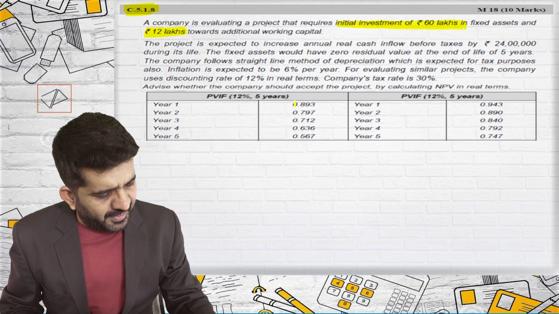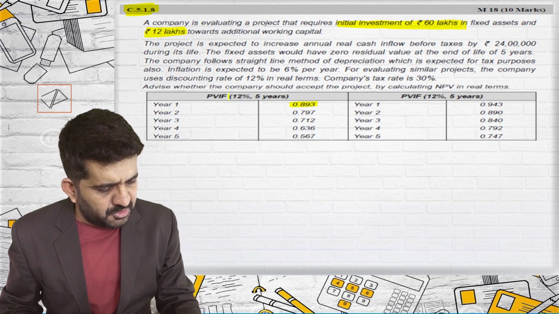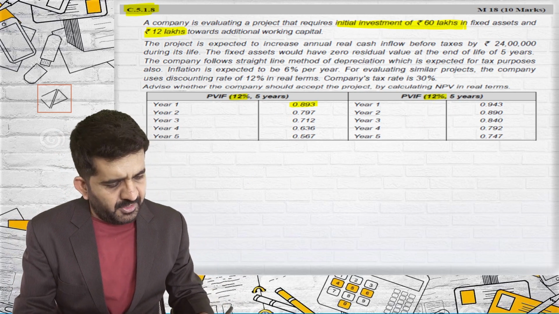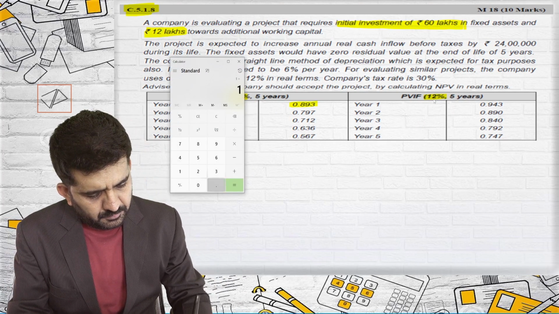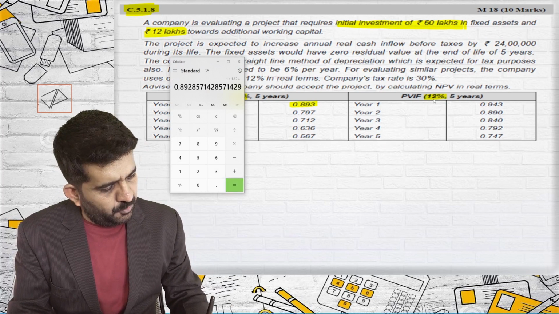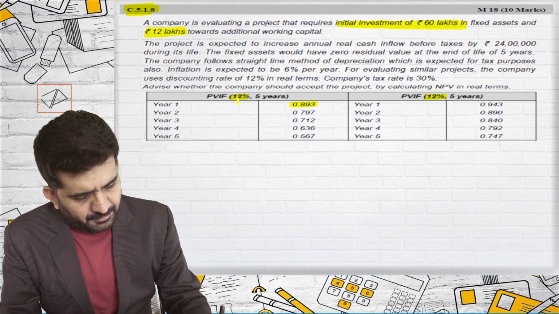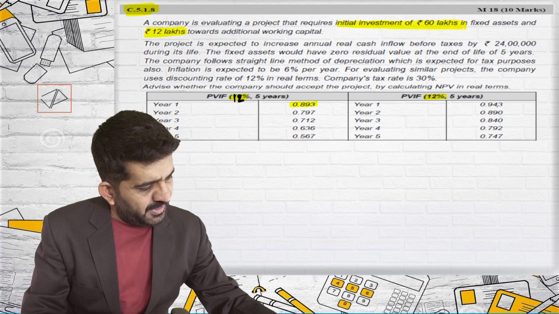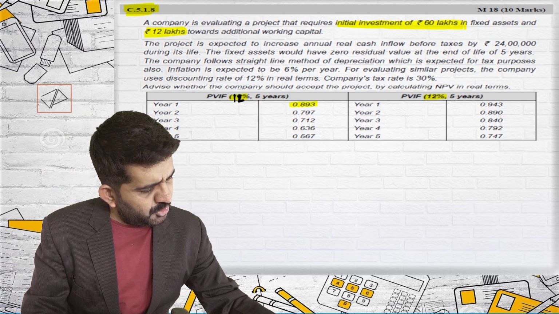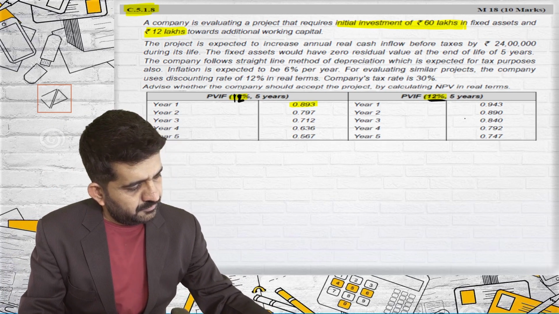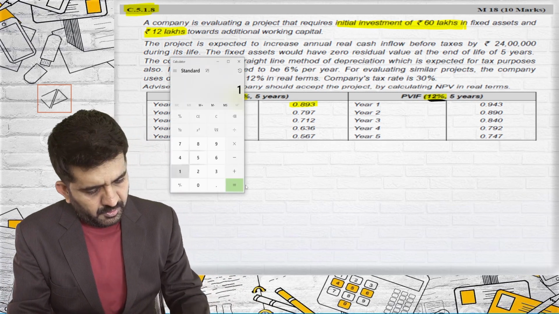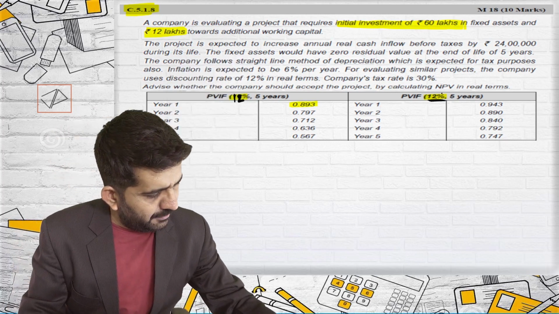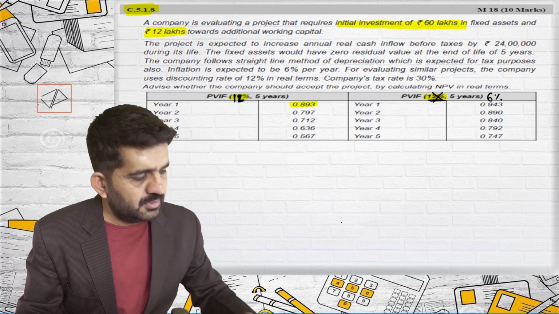Now, whether this is a factor of 12%, there is some mistake, because this is also 12% and this is also 12%. Both cannot be 12%. Find out what is 1 divided by 1.12. It is 0.893, right? So this is 12%. What is this? If this is 12%, this would be 6%. Find out 1 divided by 1.06. Yes, this is not 12%, this is 6%.